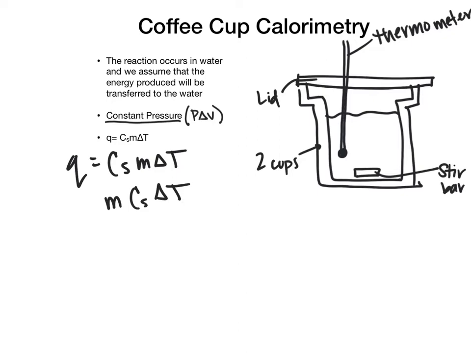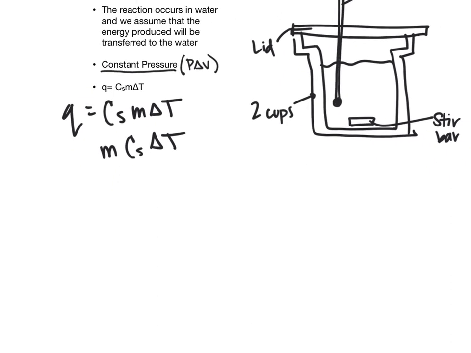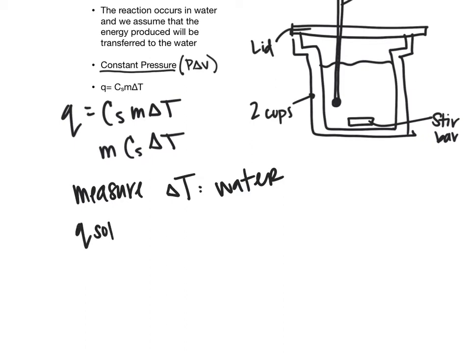So when we think about this calculation, there are a couple of things that we want to think about. We are going to measure delta T of the water. And it's important to note that the heat of the solution plus the heat of the reaction is equal to 0.